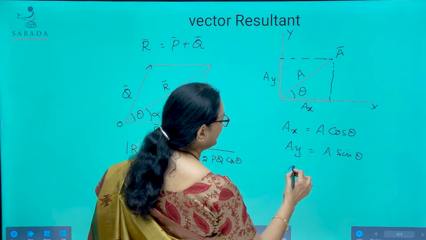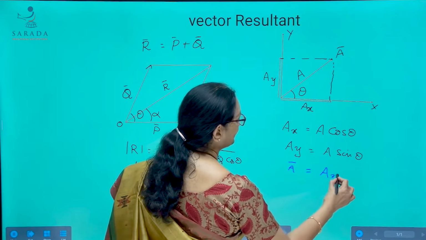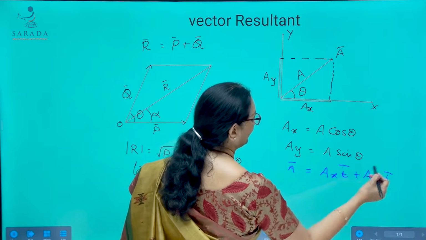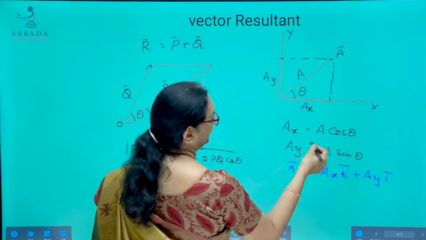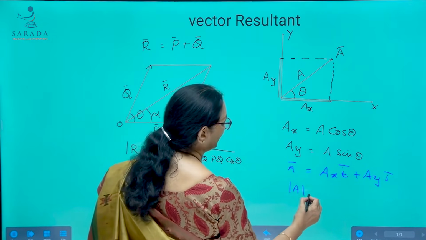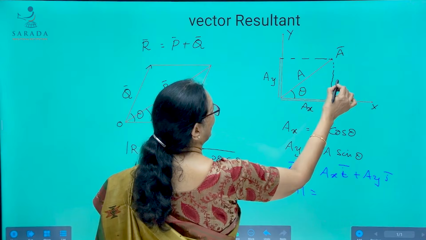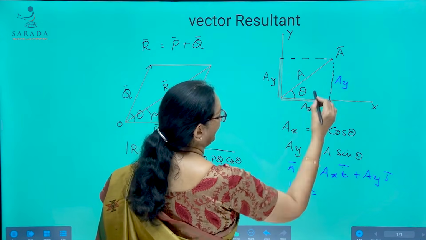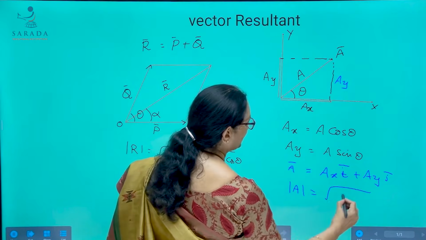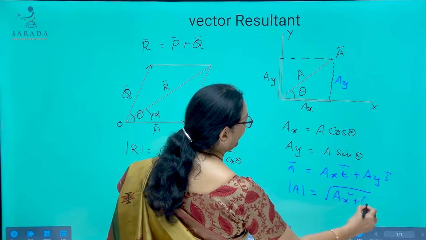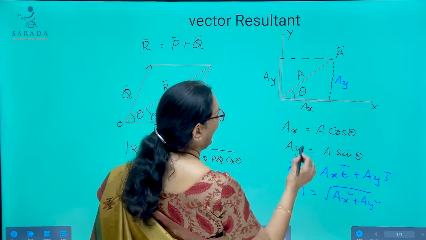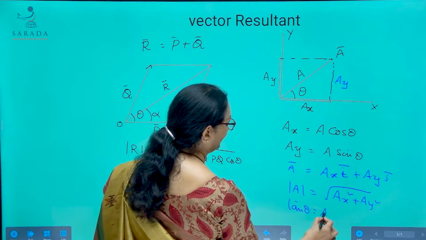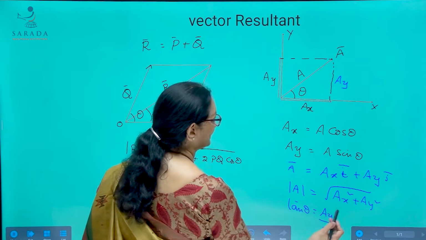If the vector is represented as A bar is equal to AX I bar plus AY J bar, then the magnitude of the vector is, see, if this is AY, this is AY, opposite sides are equal. So, A is equal to, from Pythagoras theorem, square root of AX square plus AY square. And the angle made by the vector with x-axis, tan theta is equal to AY by AX.